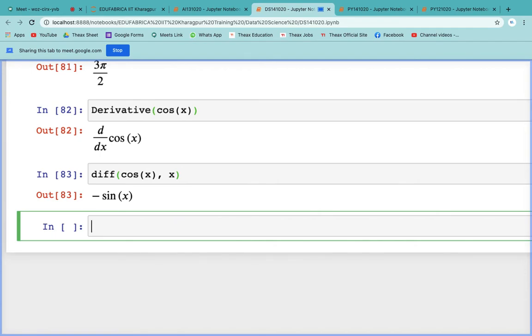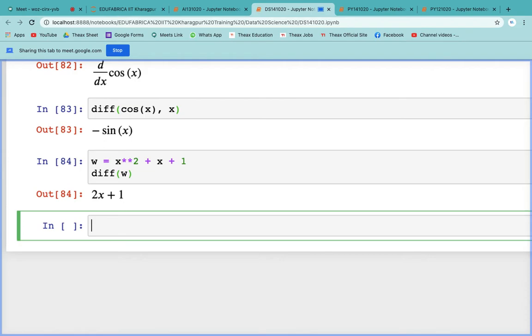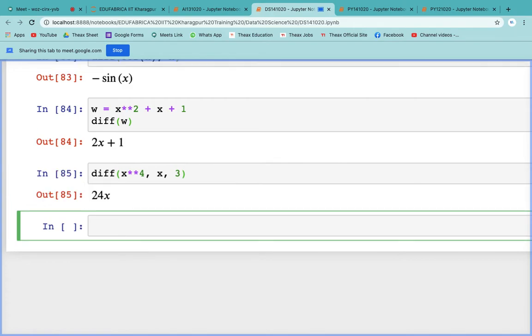Minus sine x, okay? If I say w is equal to x squared plus x plus 1, what is the derivative of w? 2x plus 1. Going fast, okay? Nice. So what is the differentiation of x to the power 4 with x? 4x cube. What if I differentiate 3 times? 24x.